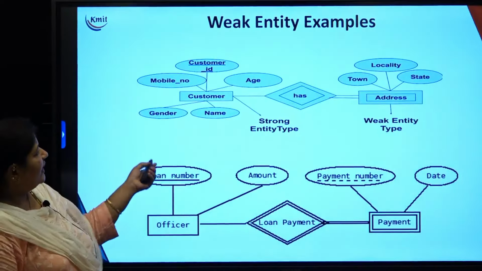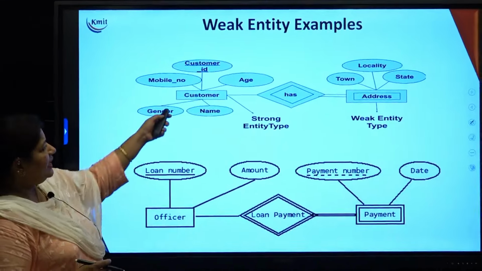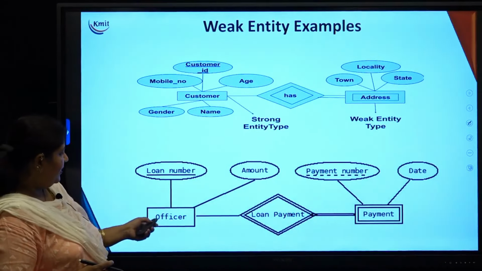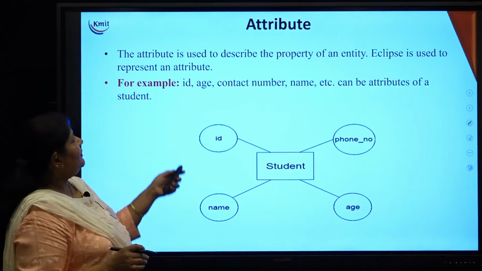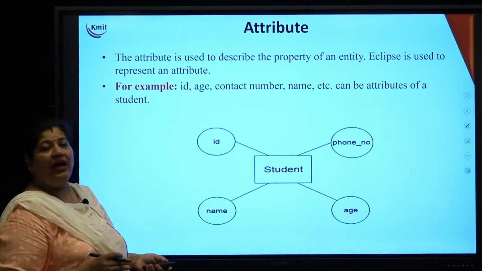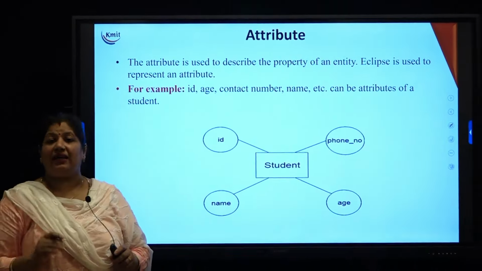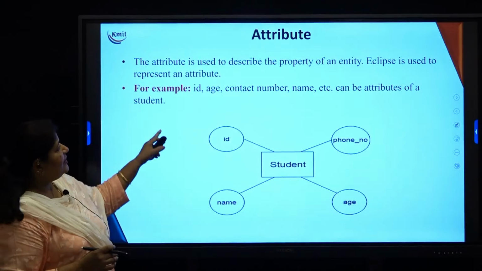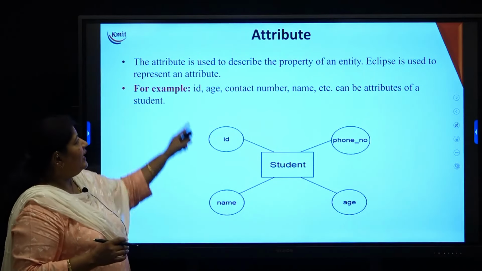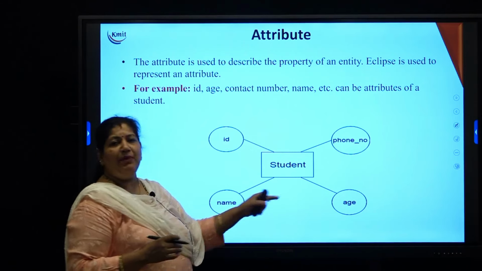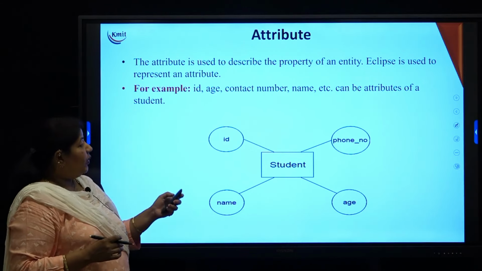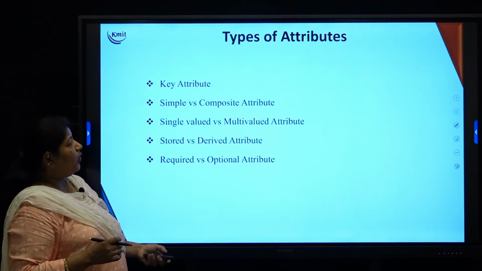So these are some examples of weak entity: customer having the address, or otherwise officer making the loan payment, something like this. Now coming to the attributes. Attributes are nothing but the characteristics. The characteristics of an entity are called attributes. Examples are ID, phone number, name, age, etc. Attributes are represented using an oval.